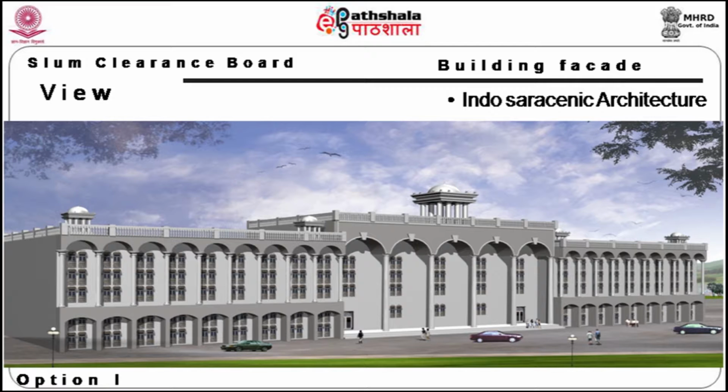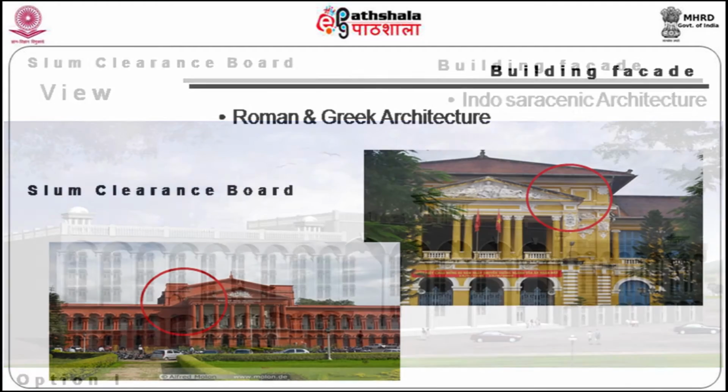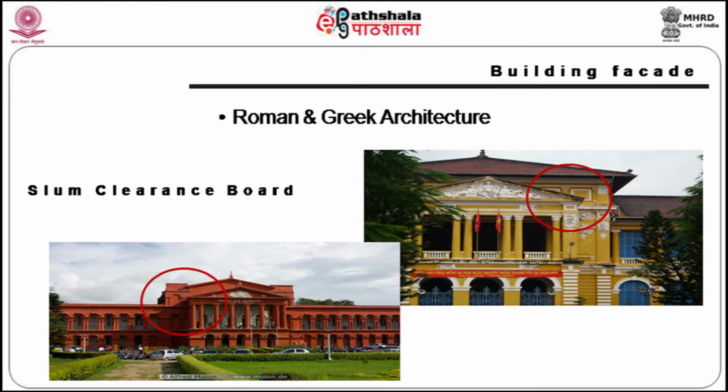Color combination, we can always do a lot of coloring combinations for this particular building. For the same building, when we talk about Roman and Greek architecture, the High Court building of Bangalore is another Roman and Greek architectural building. So these are where it is rounded, these are the features taken for the elevation. These are the things which we will be incorporating in our Slum Clearance Board building.